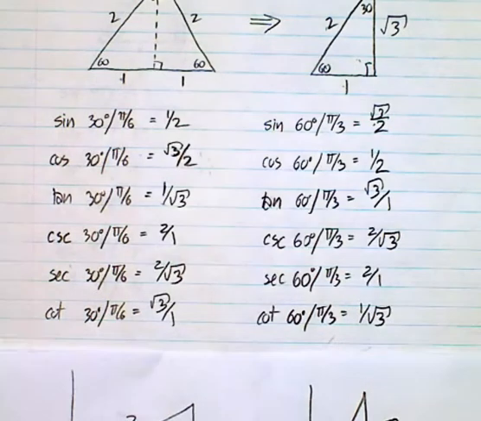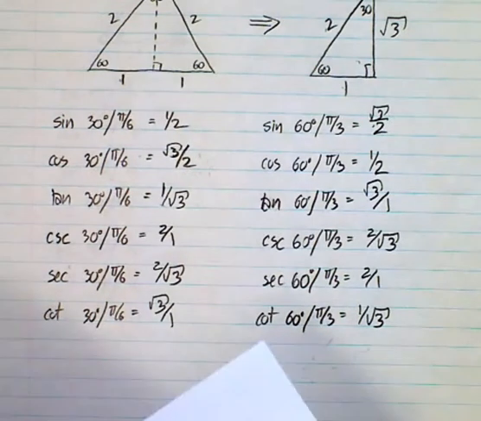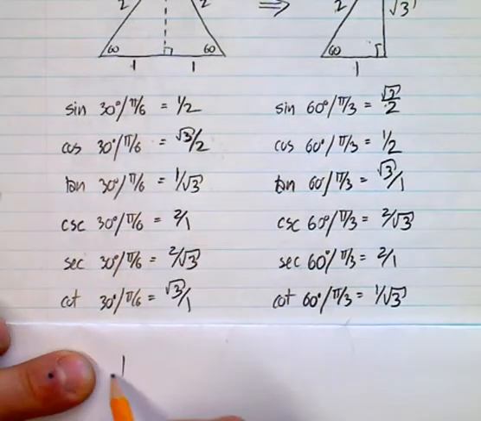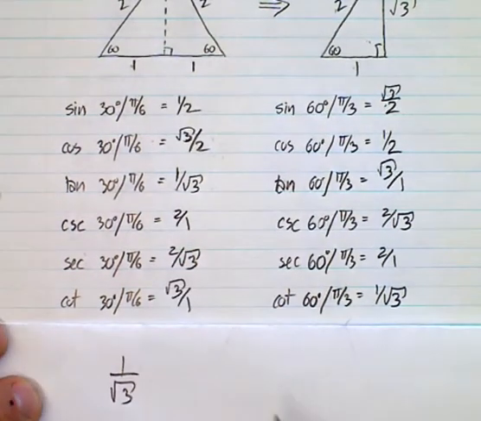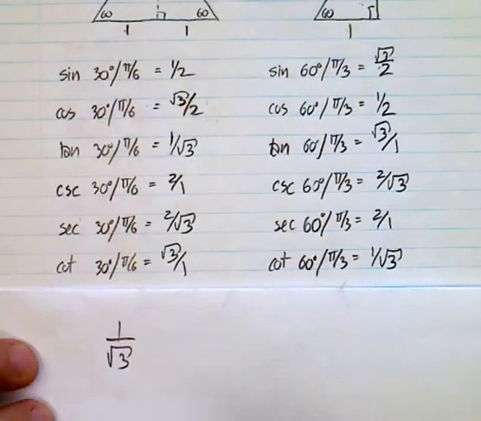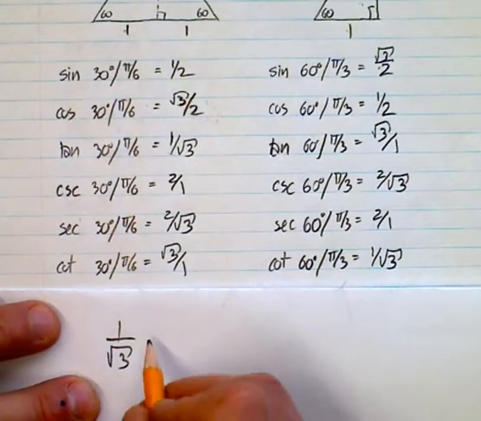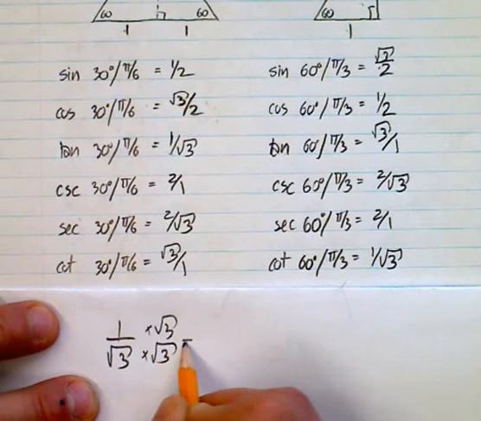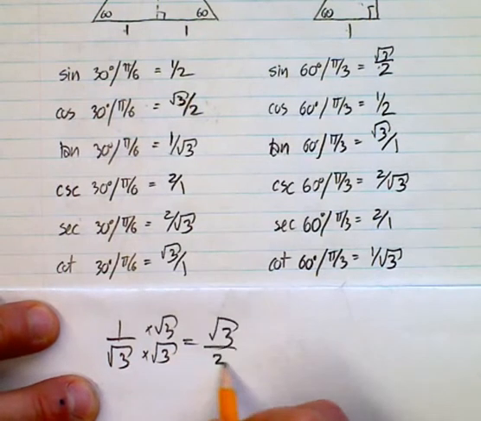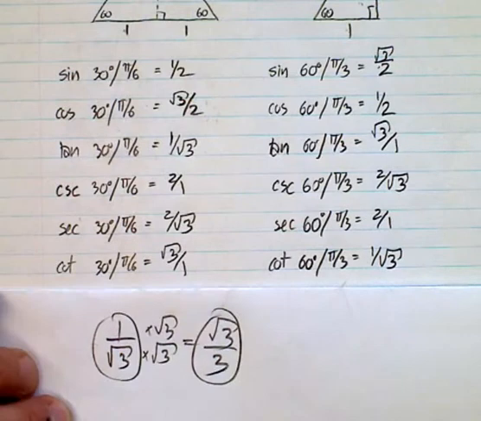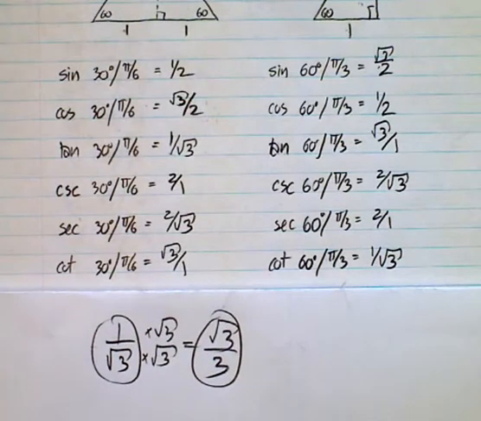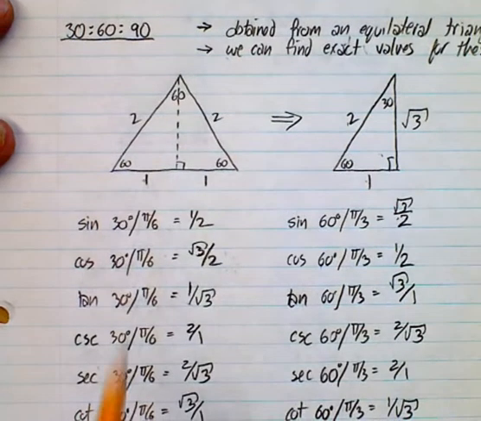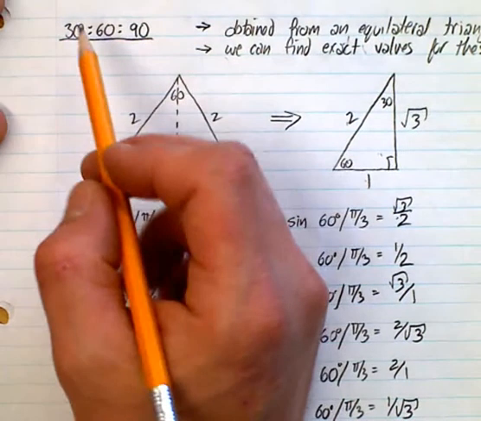One thing I want to bring up here, for example, say I have 1 over root 3. Remember we talked about rationalizing denominators. You don't like having radicals in the denominator, so we multiply both the top and the bottom by whatever that radical is, and you end up with root 3 over 3. So please understand that those two are the same. Okay, so this is a 30, 60, 90 triangle, and these are the exact values that you're going to need to be able to get for 30 and for 60.